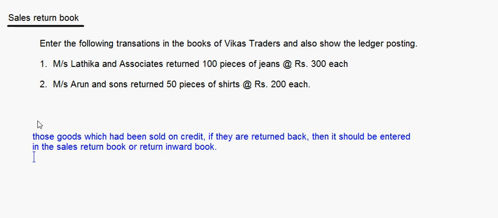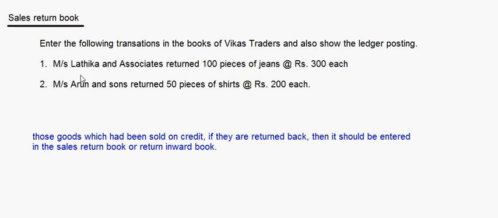Now here in the sales return book you have a credit note instead of a debit note. The credit note is the basis of recording the transaction. So instead of the debit note number column in the purchases return book, here we will have the credit note number. The credit note is sent to the customer, basically to intimate that his account has been credited.